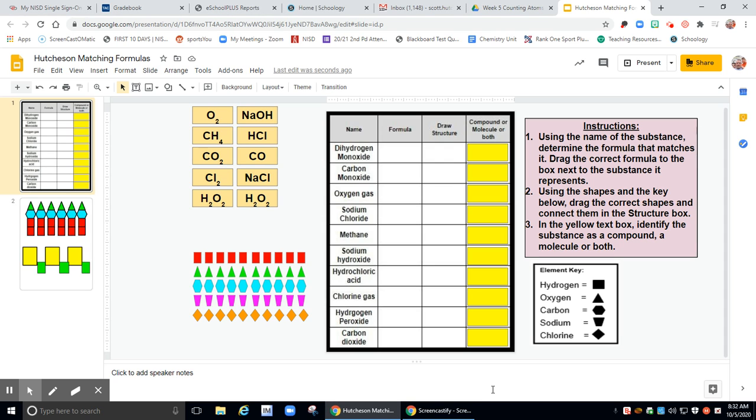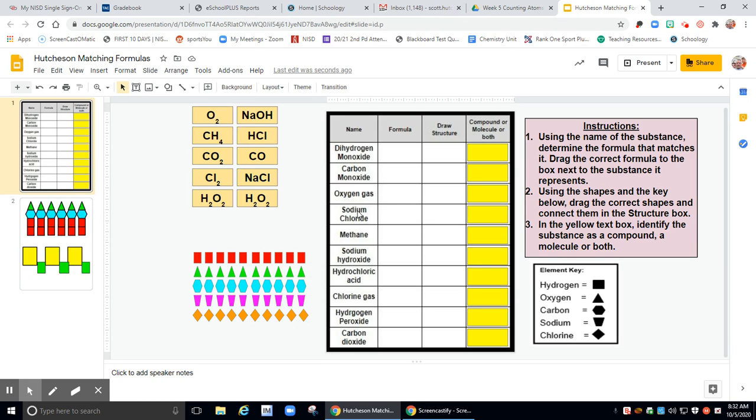Okay, this is a quick video with instructions on how to complete today's activity for those of you that were not in Zoom. This is called matching formulas. You have a list of substances going down the left-hand side in this first column, and here in the box it says formula. You have to pick one of these chemical formulas that you believe matches the name of the substance.